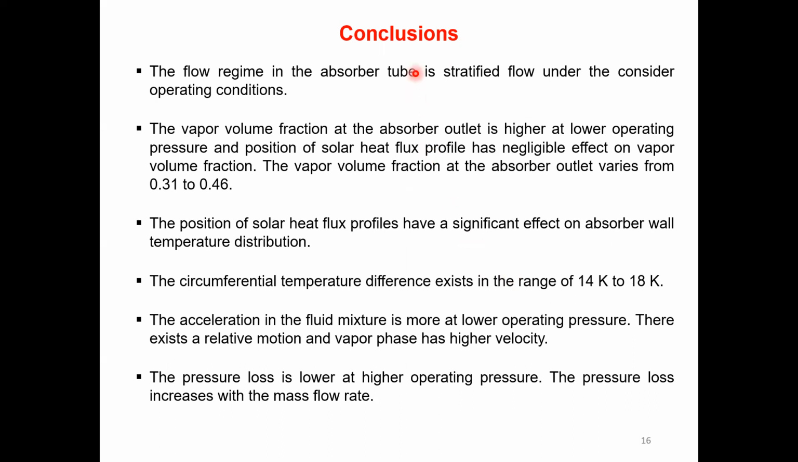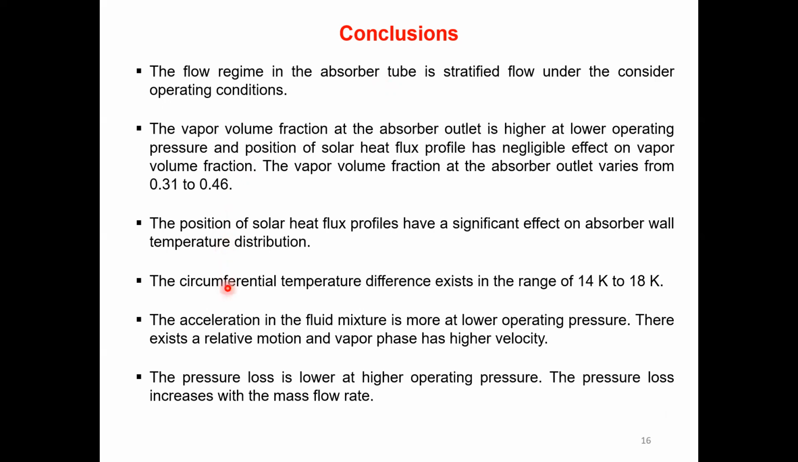The conclusions of this study are as follows. There is a stratified flow regime in the solar collector under considered boundary conditions. At lower operating pressure, the vapor volume fraction at the absorber outlet is higher. It has been found that position of solar heat flux profile has negligible effect on vapor volume fraction. The absorber surface temperature is significantly affected by position of solar heat flux profile.